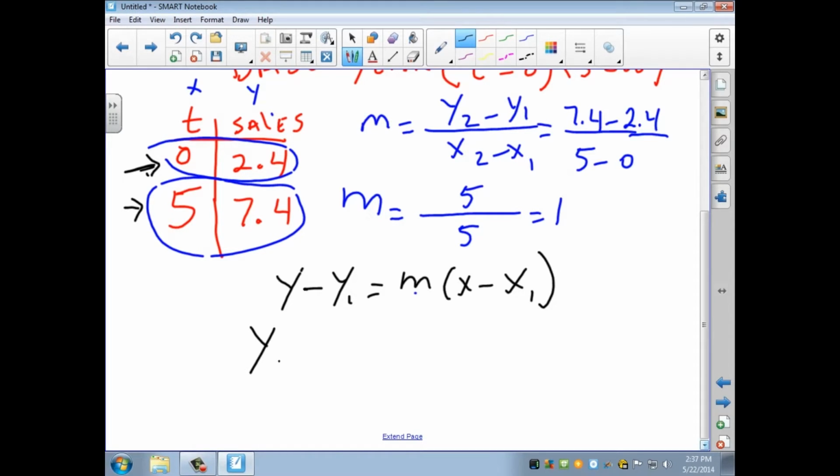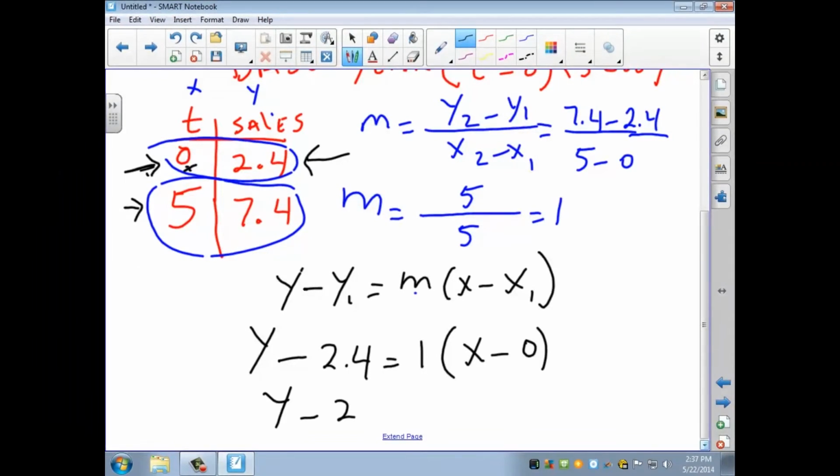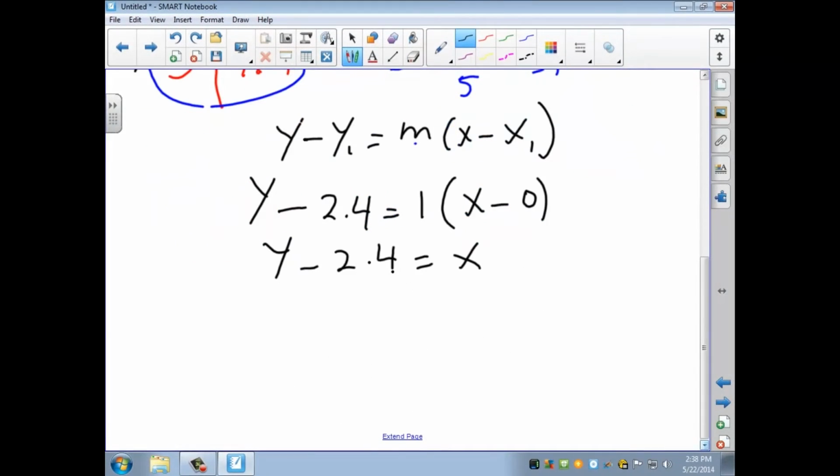So y minus, let's take the first one, that seems to be the easier one. Y minus y1, that would be 2.4, equal m, I already calculated to be 1, times x minus x1, in this case, or t, is equal to 0. So y minus 2.4 equal 1 times x is x. Therefore, y is equal to x plus 2.4.